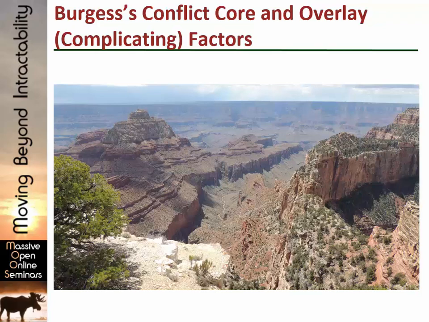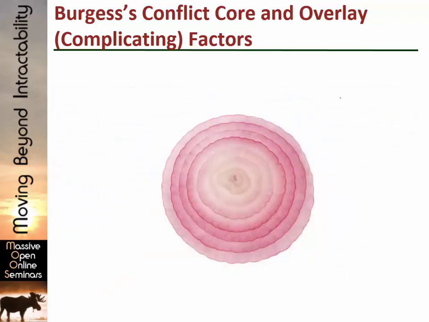The way we suggest that you deal with the core and the overlay is to peel away the overlaying factors until you can clearly see the core and thus be able to deal with it. So that brought us to the second metaphor of the onion. If you want to consider the center of the onion to be the core, then in order to get there, you have to peel away all those outer layers to get to the center.